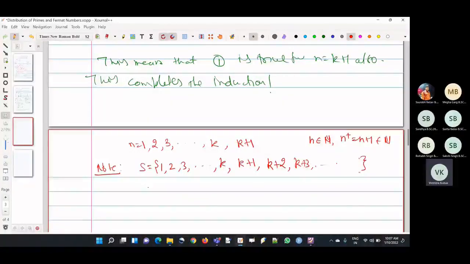So this will give us what? The set of natural numbers. So actually with the help of the principle of mathematical induction, we are doing what? We are verifying and simultaneously constructing the set of natural numbers. All right.